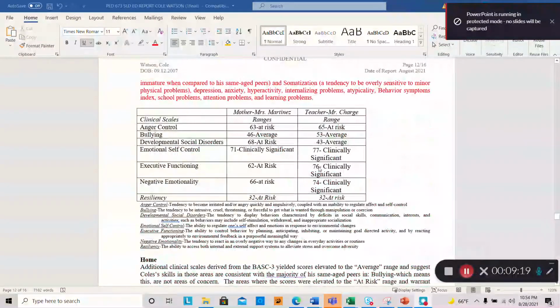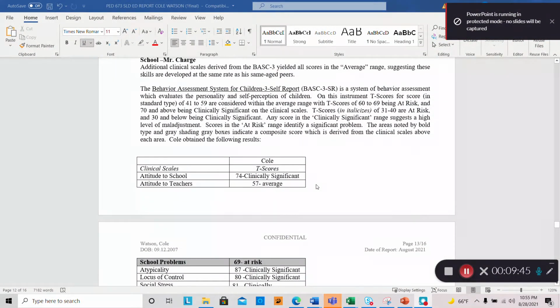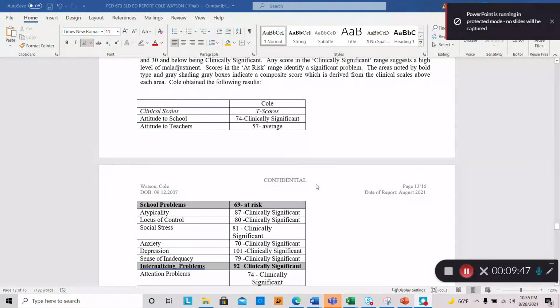I'll show you another graph here. We have the clinical scales right here, and we have the ranges, and then we have the description. As you can see, clinically significant for emotional self-control for both parties. We're at high risk for negative emotions, clinically significant for negative emotions on the teacher side. I have another graph here in regards to the teacher side of the assessment.